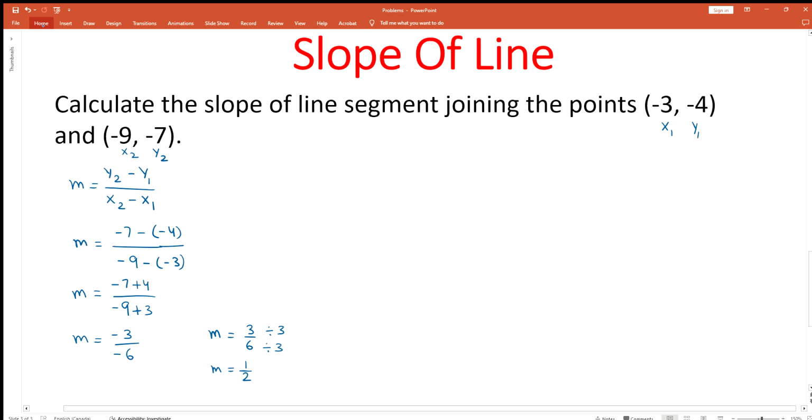So these are the steps you have to keep in mind to calculate the slope of this line segment.